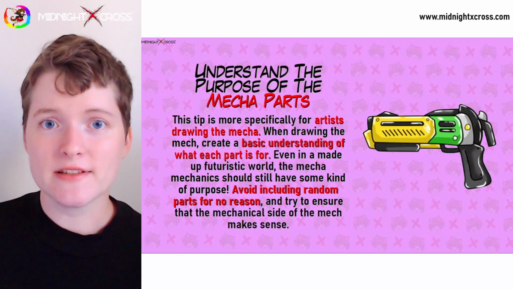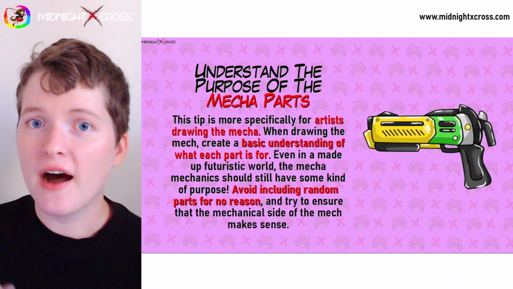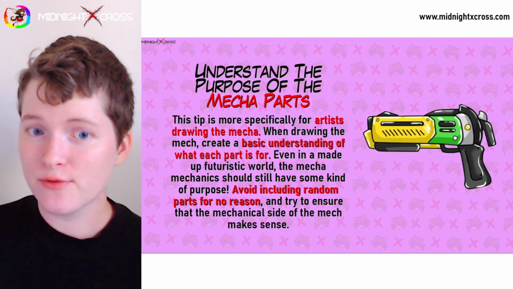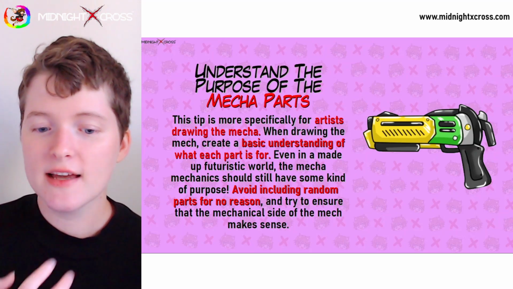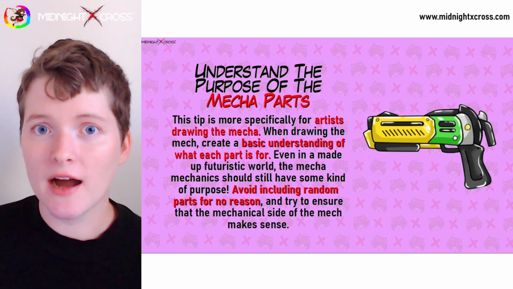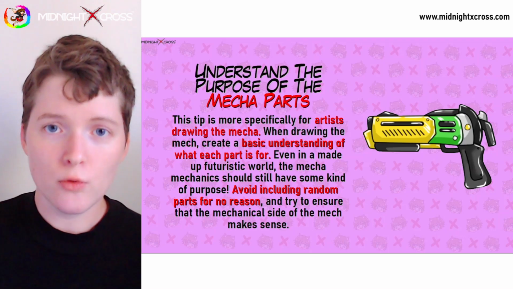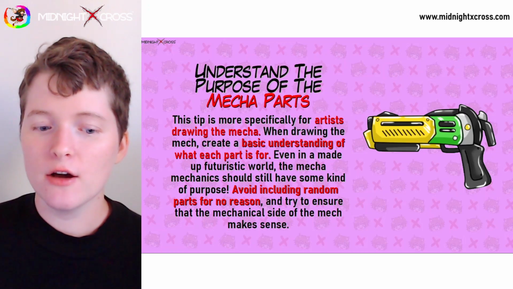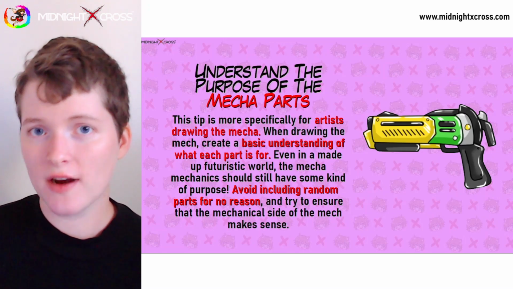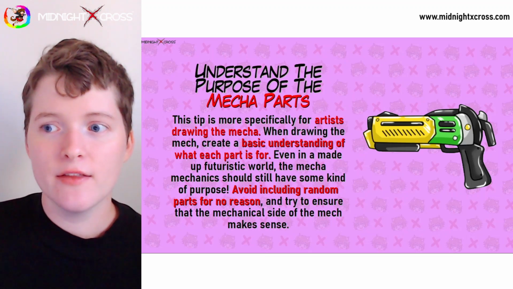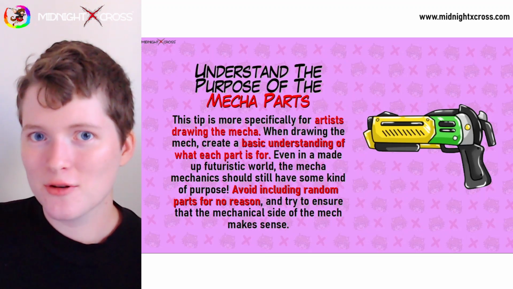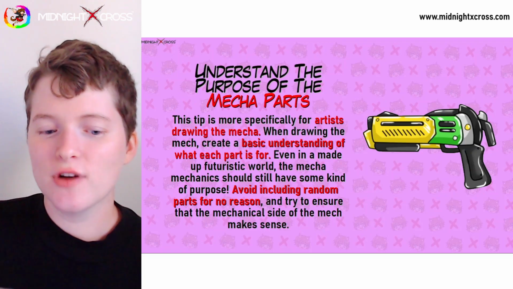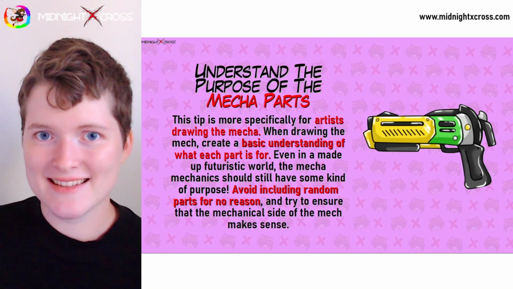You also want to understand the purpose of the mecha parts. So this tip is more specifically for artists who are drawing the mech, but when drawing the mech, create a basic understanding of what each part is for. Even in a made-up futuristic world, the mecha mechanics should still have some kind of purpose. So when you're drawing it, think about what each part is used for and why you are adding it to this character's mech design. Avoid including random parts for no reason. So try to avoid adding a part to a mecha just because it might look cool. It can look cool, of course, but also make sure that it's cool and with a purpose. Try to ensure that the mechanical side of the mech makes sense.